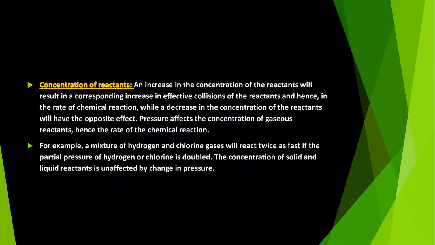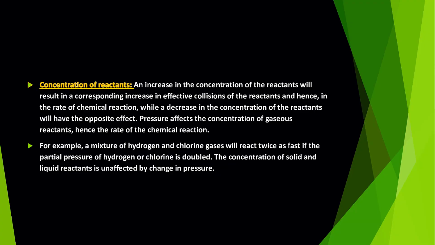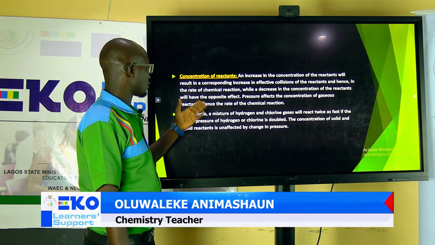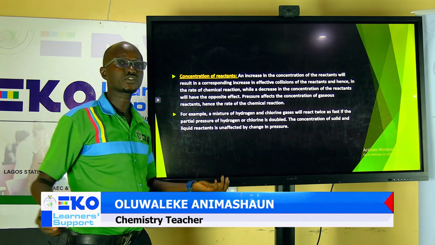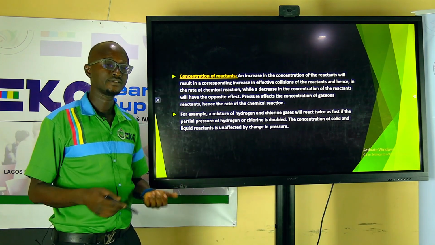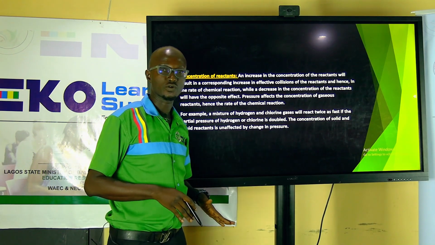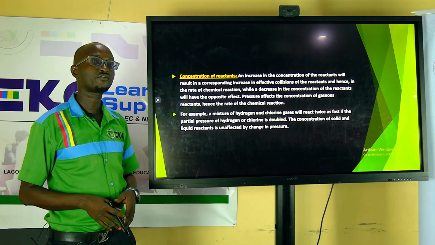So, for example, a mixture of hydrogen and chlorine will react twice as fast if the partial pressure of both of them is doubled, or either of them. The concentration of solid and liquid reactants is unaffected by change in pressure. Yes, we have said it before that pressure is only applicable to gases. So, the higher the concentration, the higher the rates of reaction. The lower the concentration, the lower the rates of reaction.